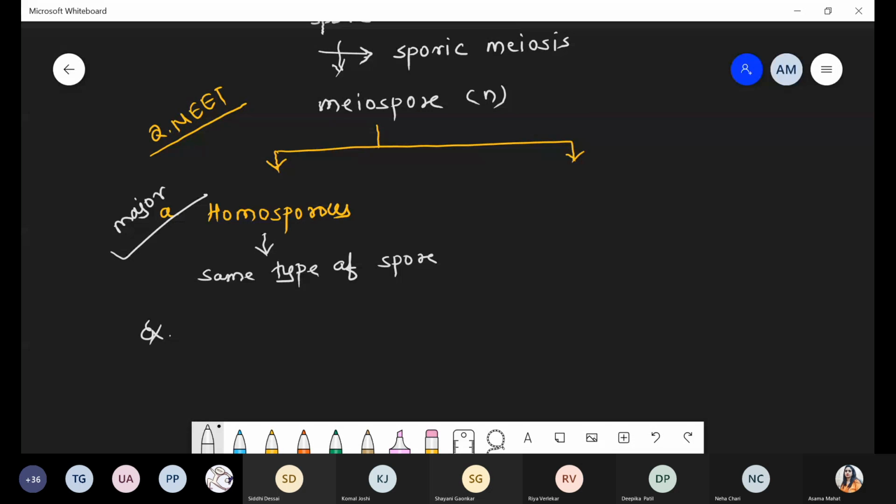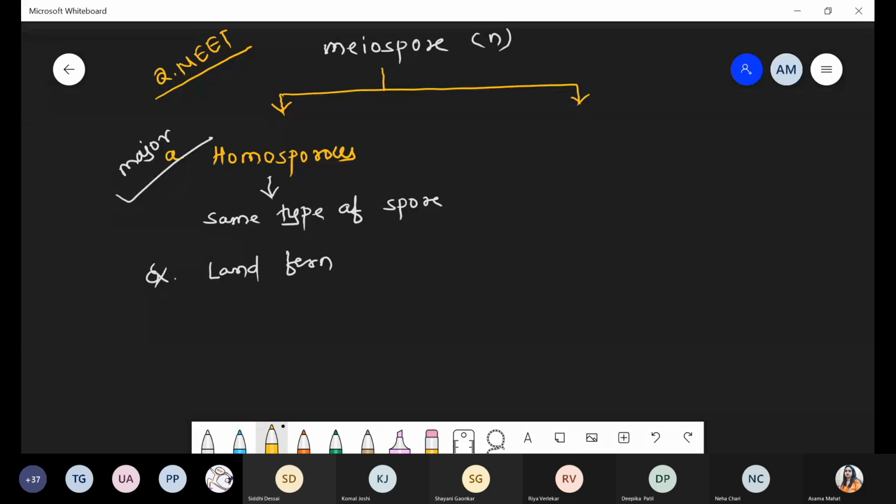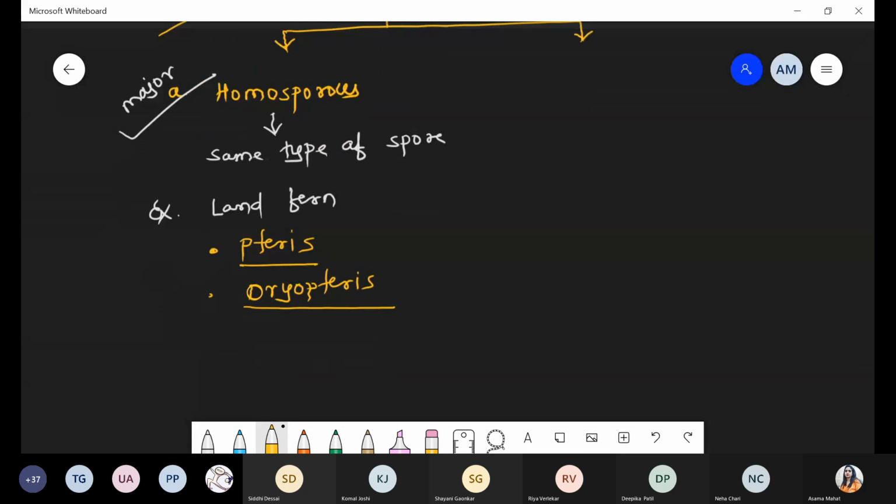And I hope you remember, in the last class we saw examples for the land fern. Number one, that is Pteris. Number two, Dryopteris. And number three, Adiantum, also called the walking fern. So whenever we are talking about homosporous, it is very common in land fern. And what is the meaning of homosporous? After the reductional division, whatever spores get produced, all the spores are morphologically similar. Examples for homosporous: Pteris, Dryopteris, and Adiantum.